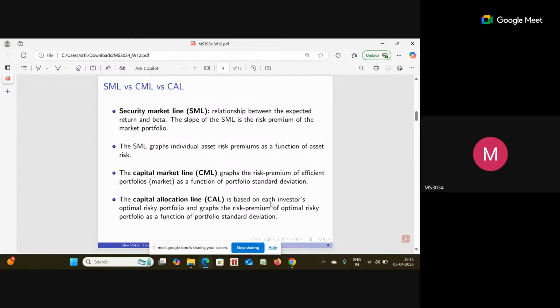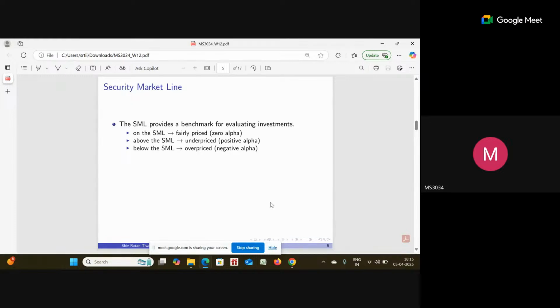And once we get this SML, then we can use it for evaluating our projects or investment opportunities. And how do we evaluate them? This SML we got from the CAPM. So if we take a project's expected return and its beta, and put it on that plane, if it is on the SML, that means it is giving the same expected return which we got from the CAPM.